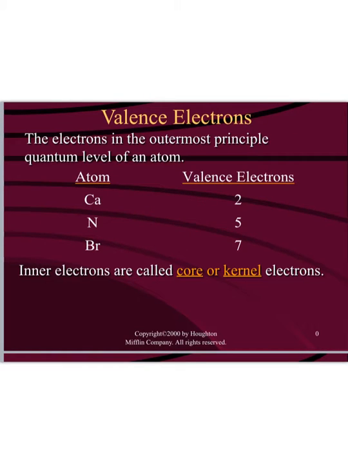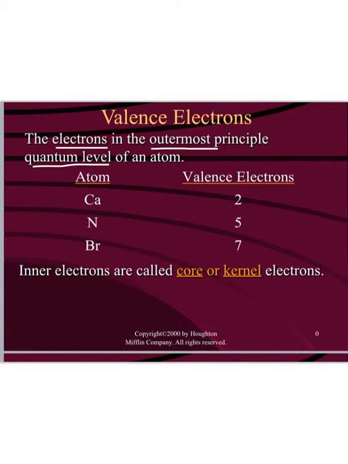You should know what the term valence electrons means. Remember, valence means the electrons in the outermost energy level, the outermost principal quantum level. All you have to do is, remember, the shortcut is to look at the group number. The group number will tell you the number of valence electrons in that outermost ring.